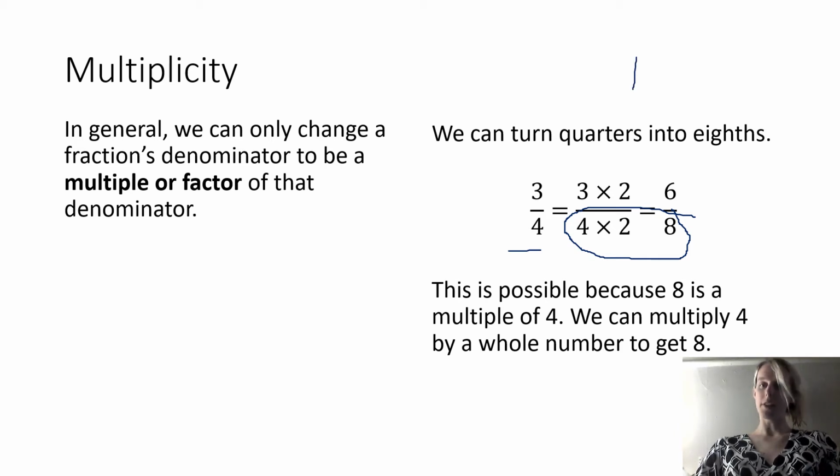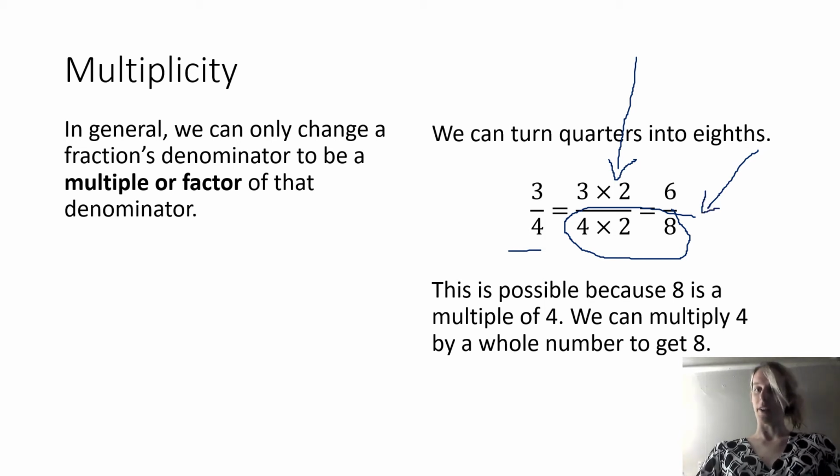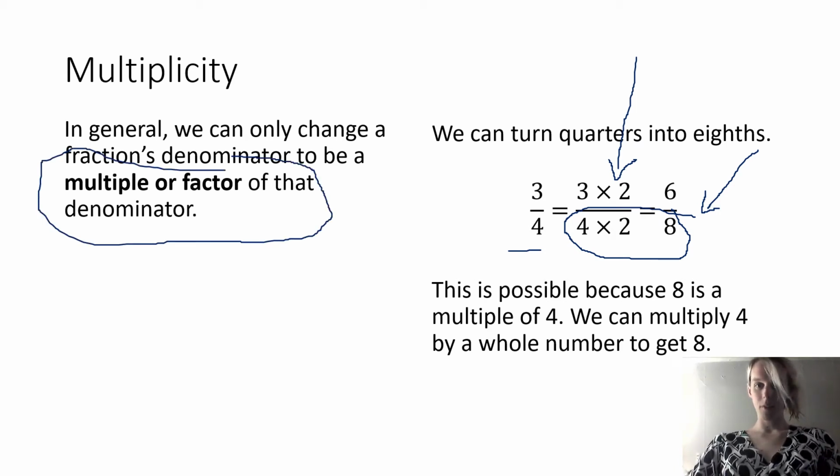In general, this is the only way to get equivalent fractions: multiply or divide top and bottom by the same number. And so all possible equivalent fractions are going to have a denominator that's either a factor or multiple of the original fraction's denominator. I think we understood this intuitively, but it's worth saying out loud.